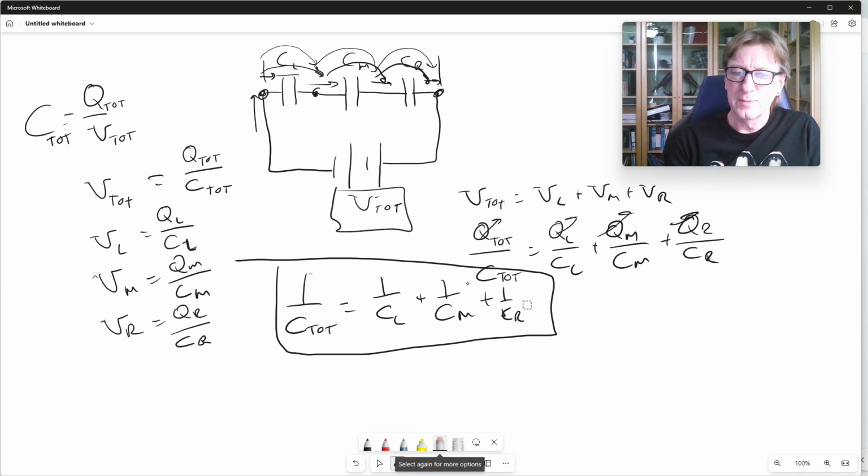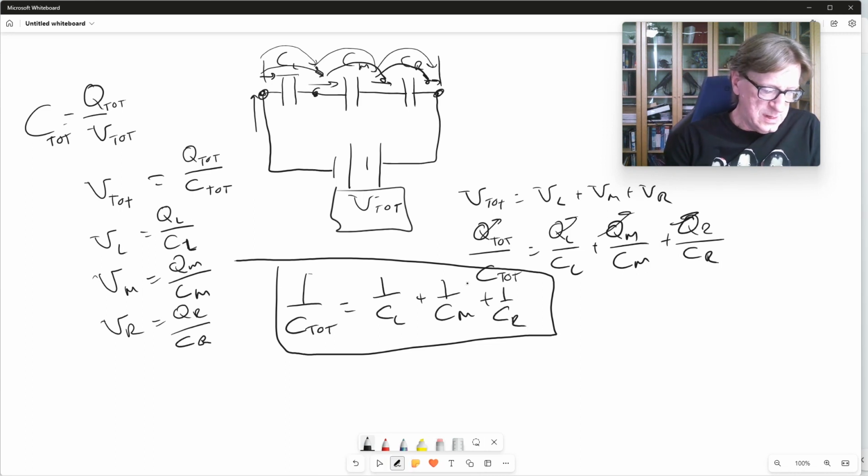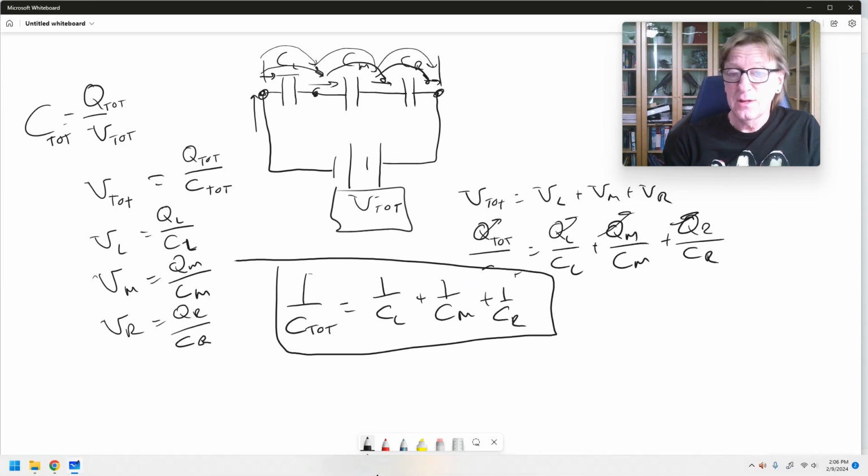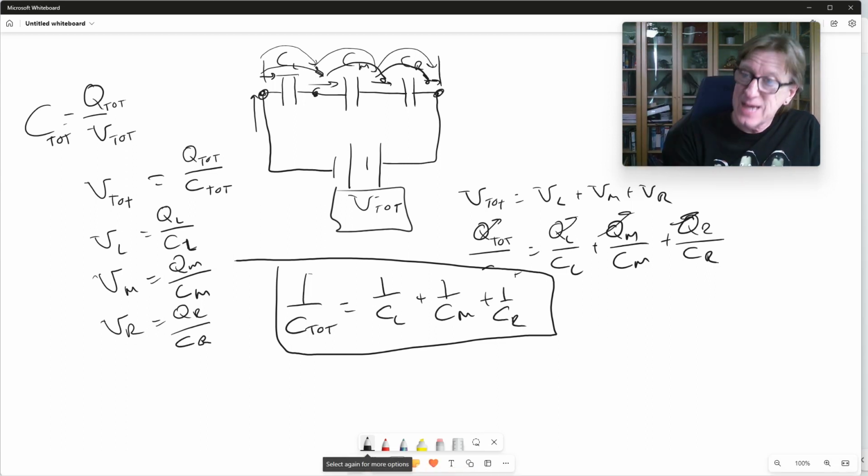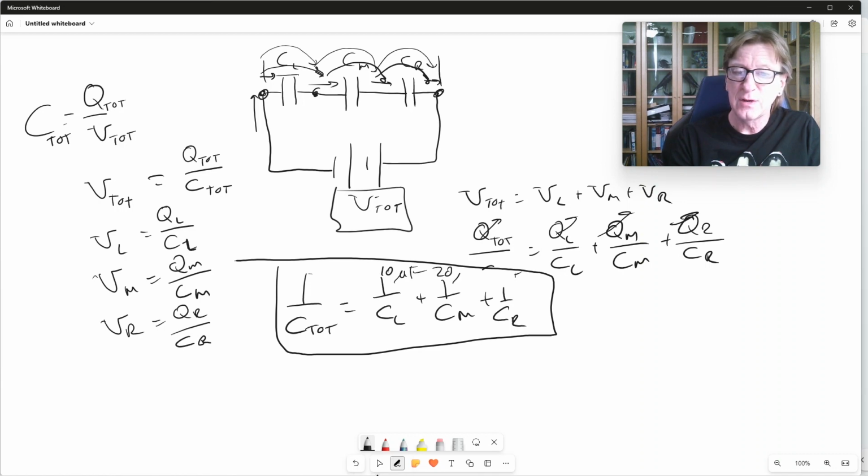So let's clean that up just a little bit. Is the total capacitance then equal to the sum of the individual ones? Well, it's not. In fact, what you're going to find when you add these up is that the total capacitance actually goes down. You should experiment with that. The total capacitance is going to be less than any of the individual ones. So if this was 10 microfarads and this was 20 microfarads and this was 5 microfarads, then the total capacitance is going to be less than 5 microfarads. You should try that out. Plug those numbers in and see what you get.